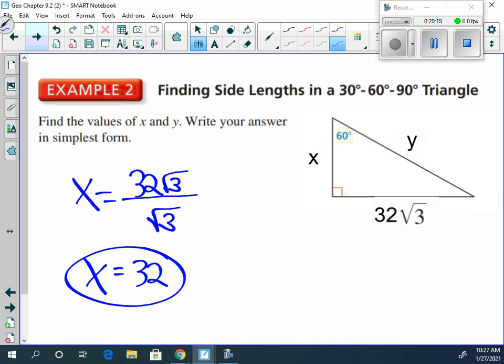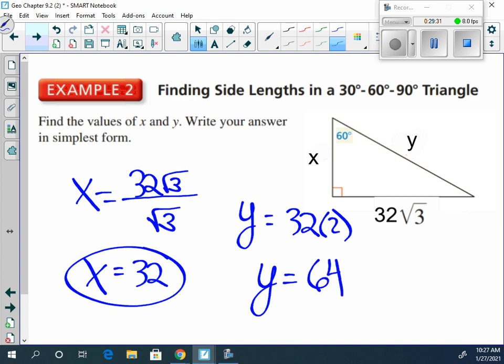And what do we do next? To get the hypotenuse, we take the shortest side length, which is 32, and multiply it by 2. And 32 times 2 would give us 64. And that's it.